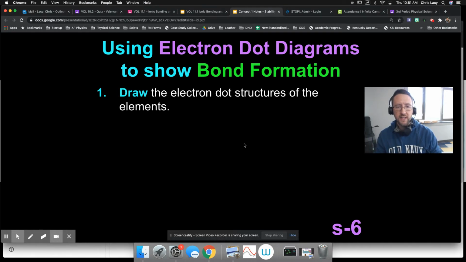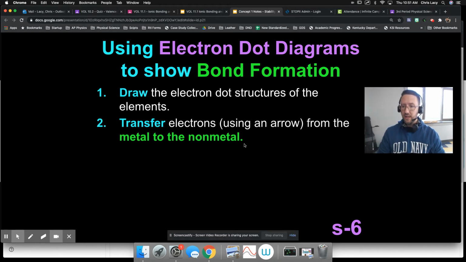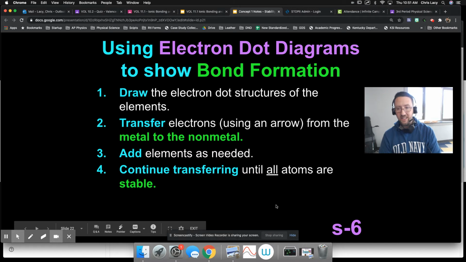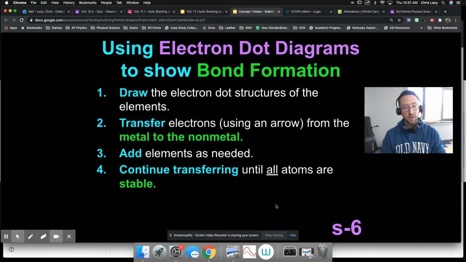The first thing we're going to do is draw the electron or the Lewis dot structure of the elements. Okay, and we'll do an example of this too. Next, we're going to transfer electrons. We're going to use little arrows to show from the metal to the nonmetal, because ionic bonds are usually metals and nonmetals. Draw an arrow showing that the electron is getting donated to that other element. Because again, remember, they want to get 8 valence electrons or drop down an energy level. Next, we're going to add additional elements if we need to, because sometimes it doesn't always work with just one of each. And then we can continue to transfer electrons until all of the atoms are stable.